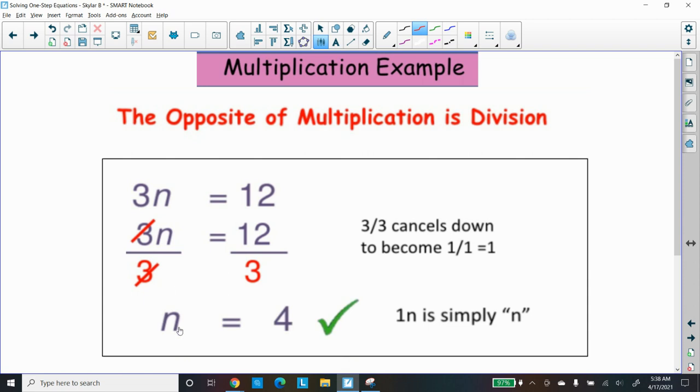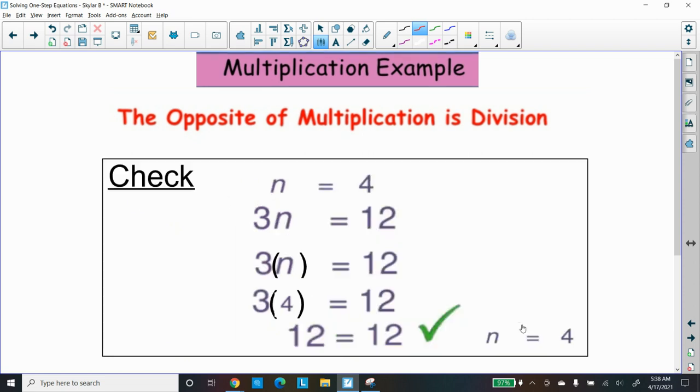So n is going to equal 4, because 12 divided by 3 is 4. So in 1n, that's simply n. It's one little n. So we don't have to write the coefficient in algebra. So our answer is 4 for this question. And we should check that by substituting for n equal 4.